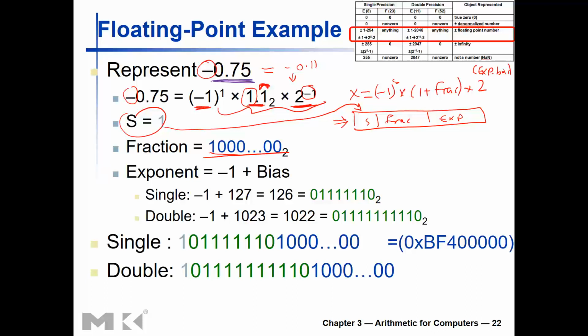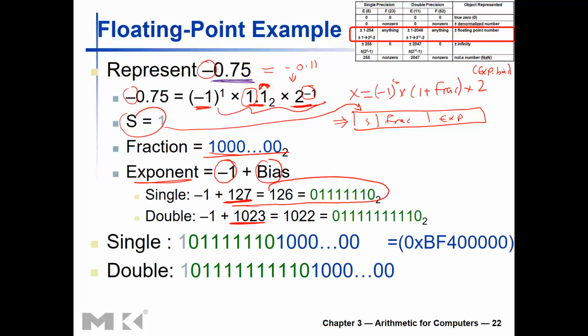Okay, how about the exponent here? Well, the exponent is the real exponent plus the bias. What's the bias here? For single precision, 127. For double precision, it is 1023. So you add, you get 126, and this is the binary format.